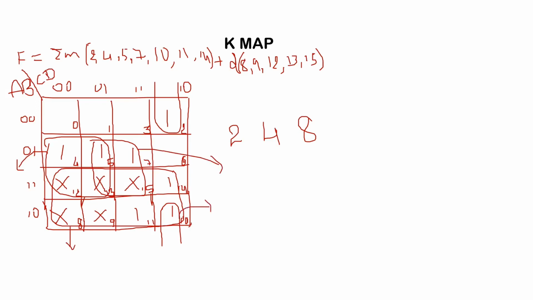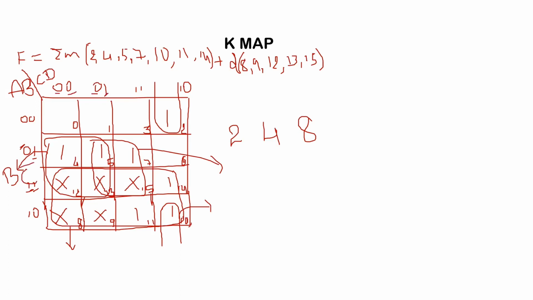This and this will be paired as one term, so 1, 2, 3, 4. 4 terms will be in the minimized expression. Here we can notice that A is changing from 0 to 1, and B remains as it is, 1 and 1. So B. C value is not changing, it is constant, 0 and 0, whereas D value is changing from 0 to 1. So it is C bar.